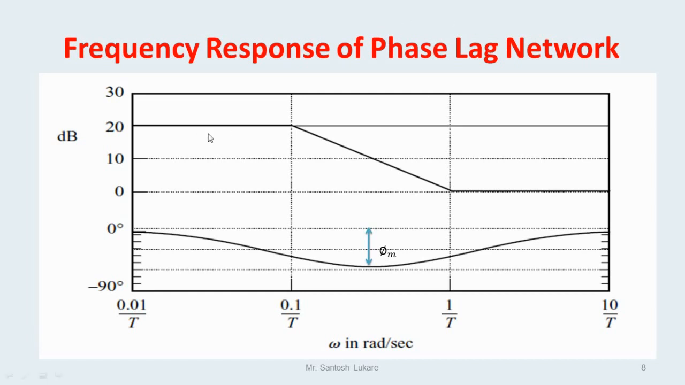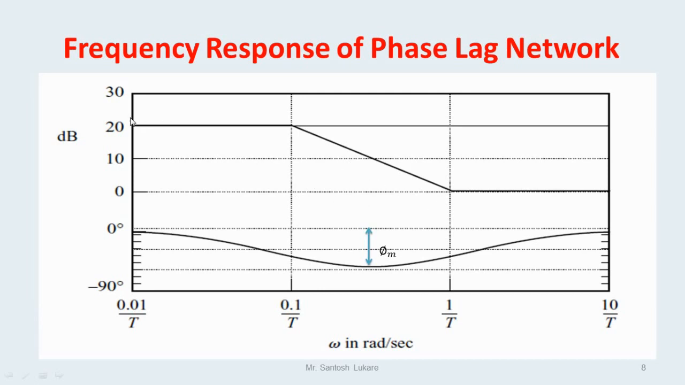then we can have such a profile in terms of magnitude and phase. Here it is observed that in the initial or lower range of frequency, the magnitude of this system is 20 dB, and after that the magnitude is rolled down to 0 dB.